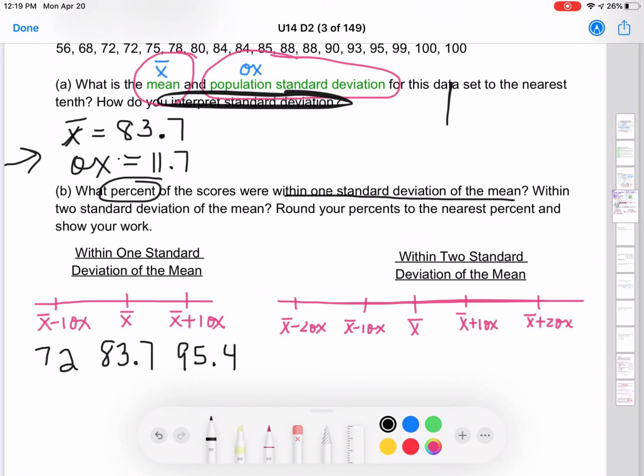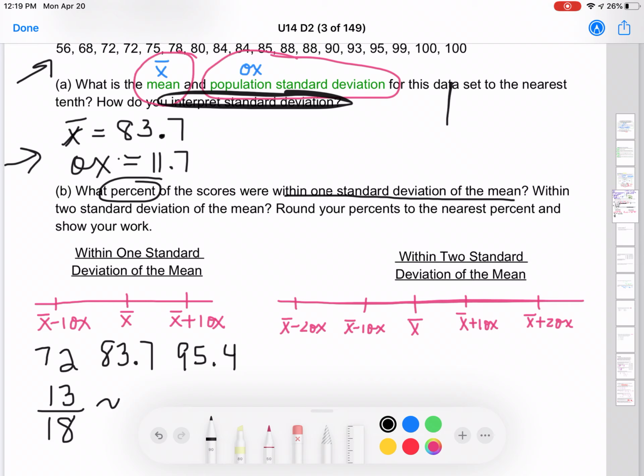Okay, and now we're going to look at our percentage. So how many of those scores are between 72 and 95? That's essentially what I'm looking at. So I go back up to the tippy top and I count up how many of those scores are in that area. And I got 13. So 13 out of 18.